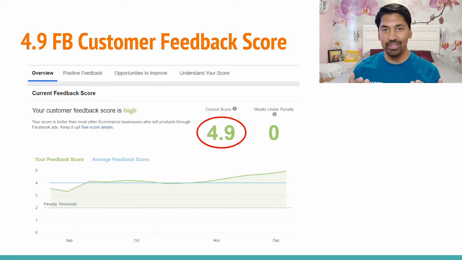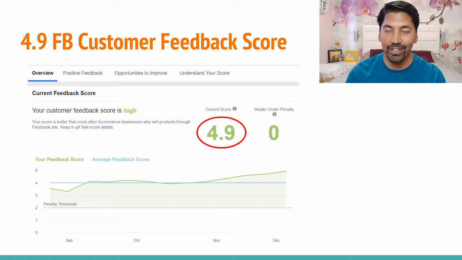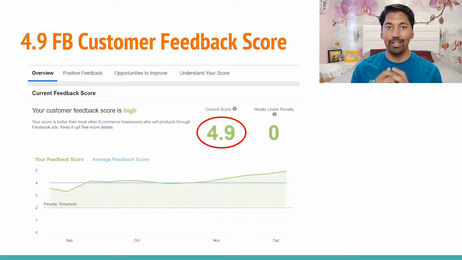Now, what they do is whenever a customer makes a purchase from your store, a few weeks after that purchase, they are sometimes shown a survey on Facebook that asks them to rate the quality of your ad, the ad that was shown from your business that they clicked on. And based on that rating, the customer is able to respond on metrics like were they satisfied with the shipping speed, were they satisfied with the quality of the product. And Facebook accumulates that into one score that is graded out of 5. And that is what you see on the screen here.